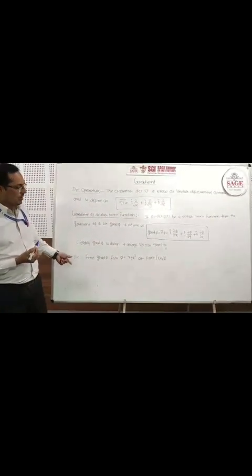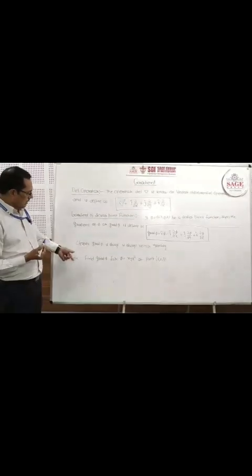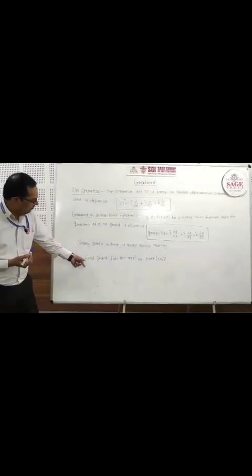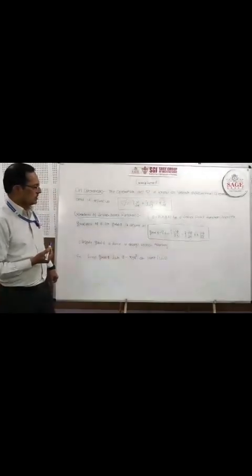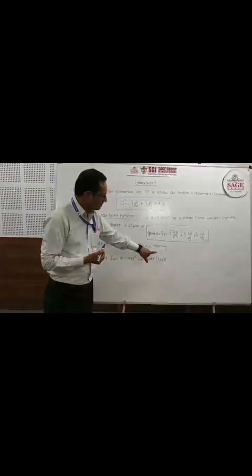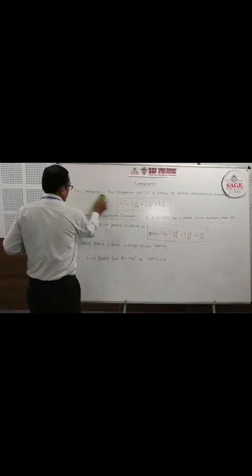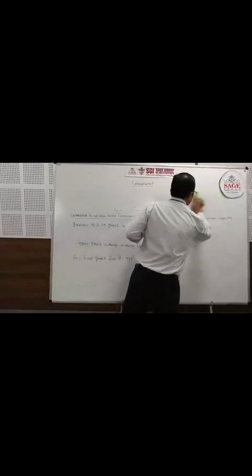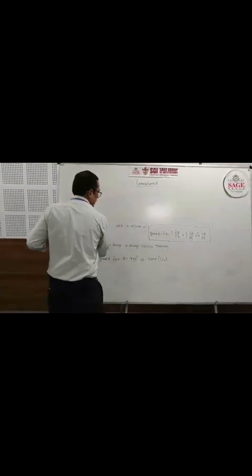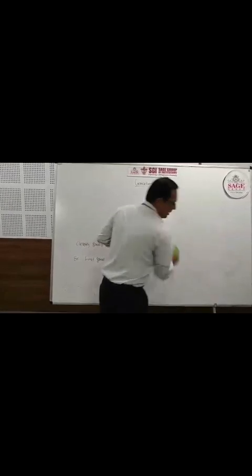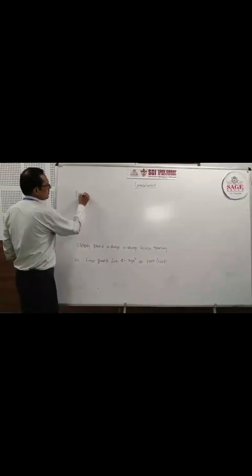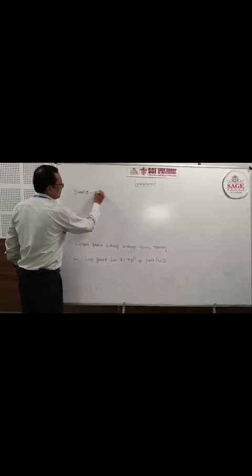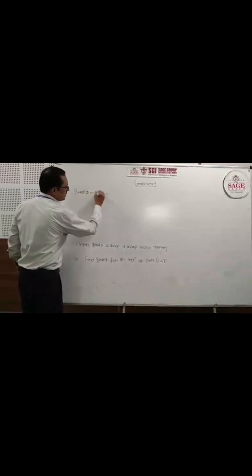Now we solve a simple problem based on the gradient of phi. The given problem is: find the gradient of phi for the function phi = x y z square at the point (1, 0, 3). Okay, so first we find the gradient of phi. The gradient of phi is equal to del of phi, which is the simple product del into phi.